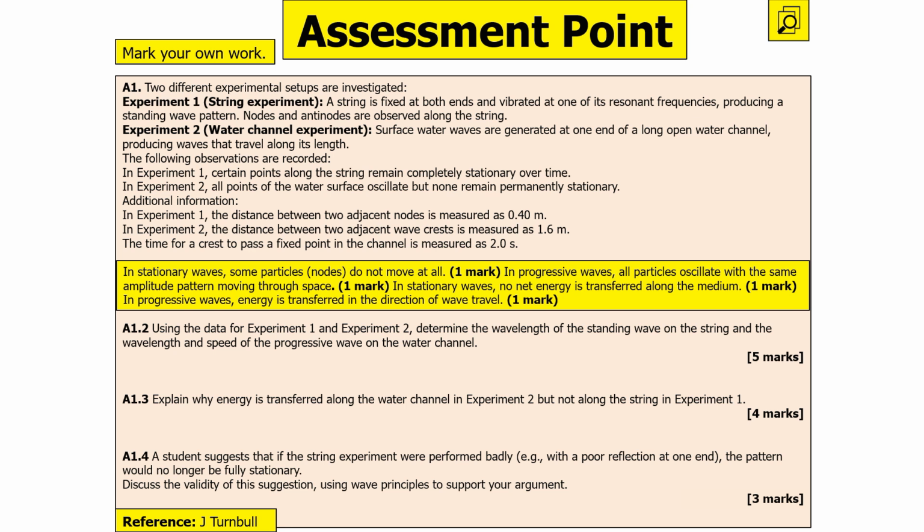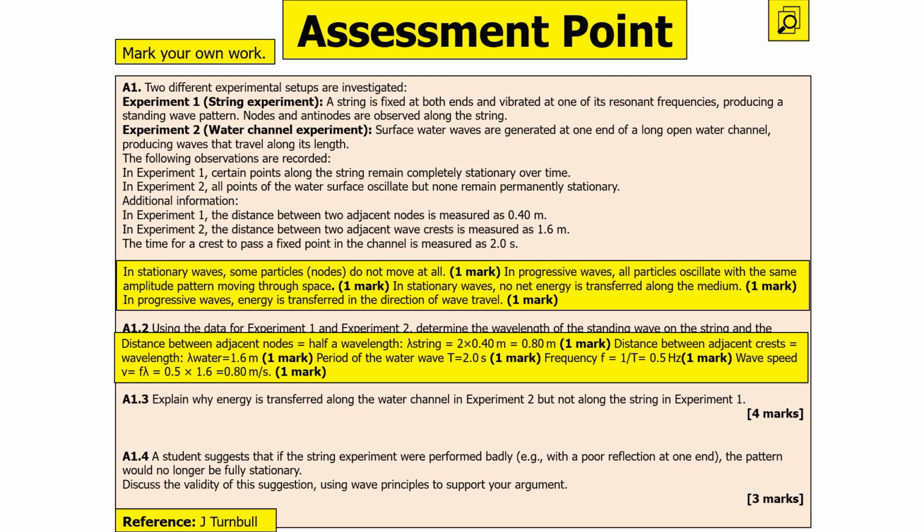In stationary waves, no net energy is transferred along the medium, yet in progressive waves, energy is transferred in the direction of wave travel. The distance between adjacent nodes is half a wavelength, so the wavelength of the string is 2 times 0.40 meters, or 0.80 meters.